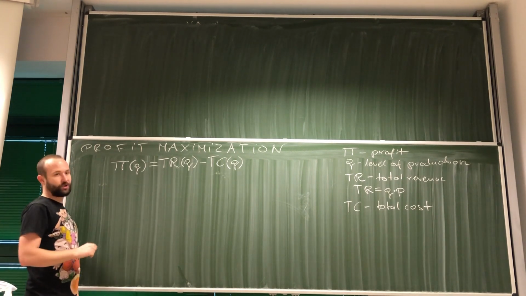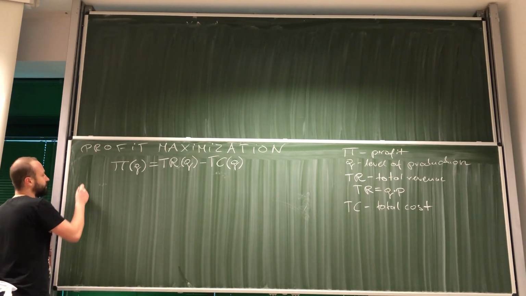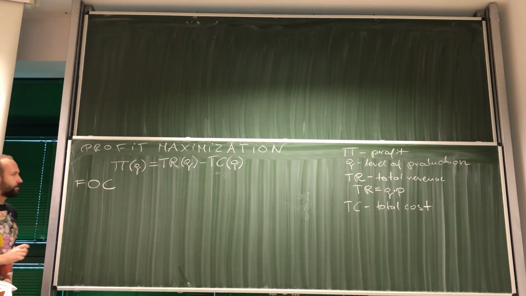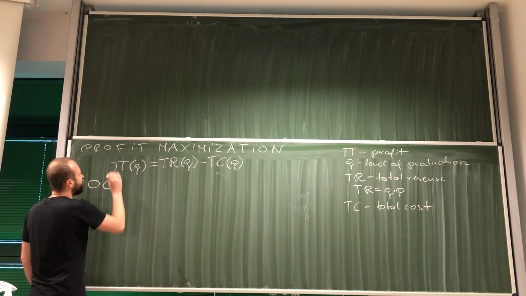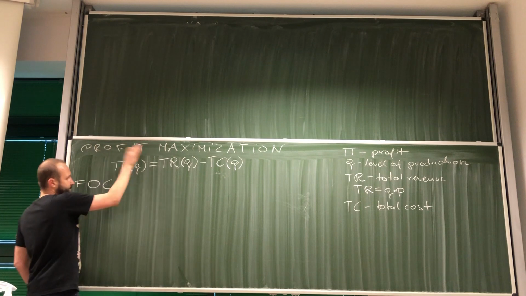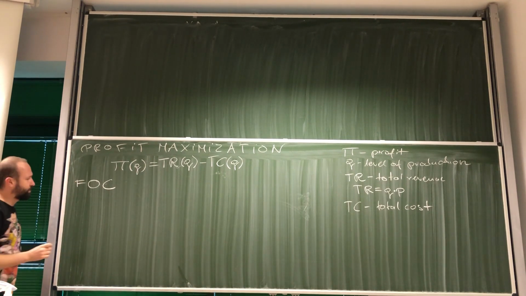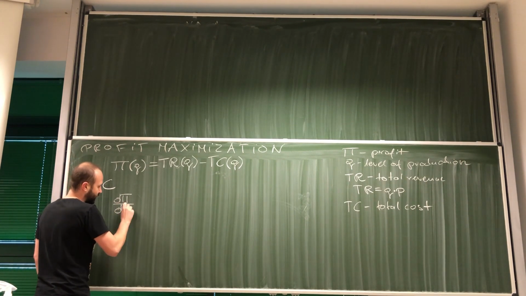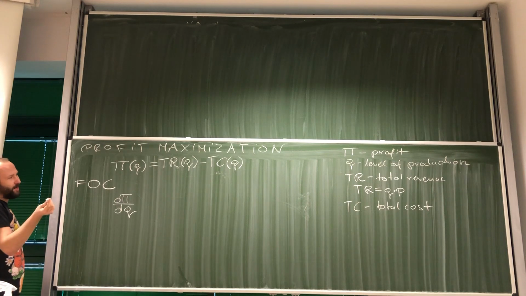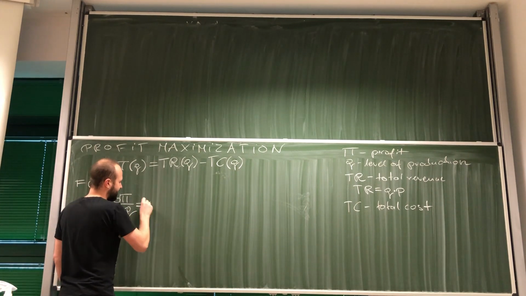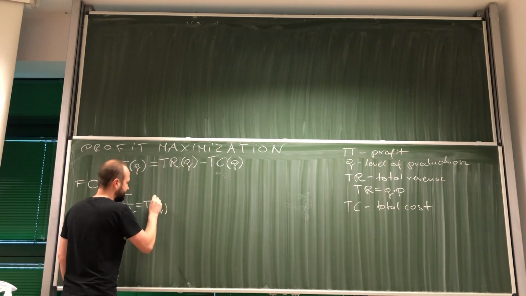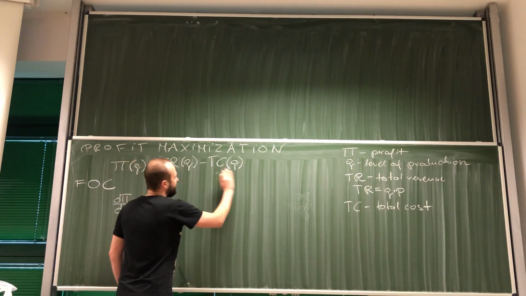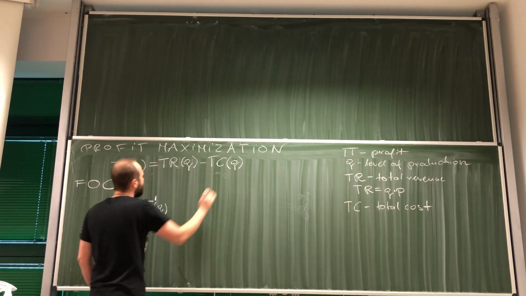Okay, so now our task is to maximize the profit. We know how the profit function looks. So what do we do first? We of course use the first order condition. The first order condition is telling us to take the first derivative of profit with respect to quantity. We can denote it as d pi dq, but we can also denote it simply as pi of q prime. It doesn't really matter.